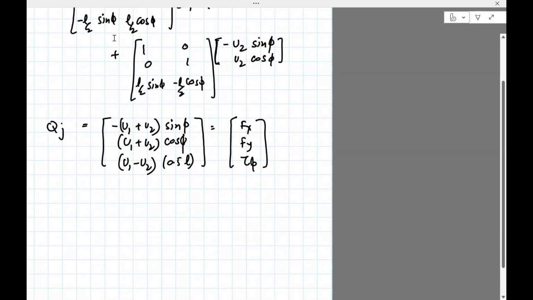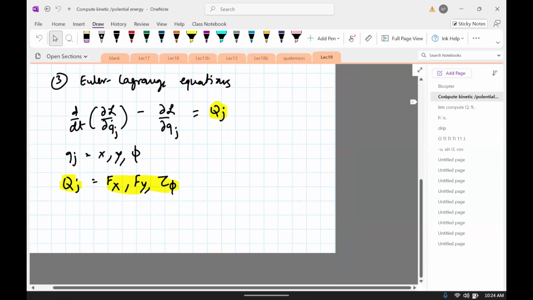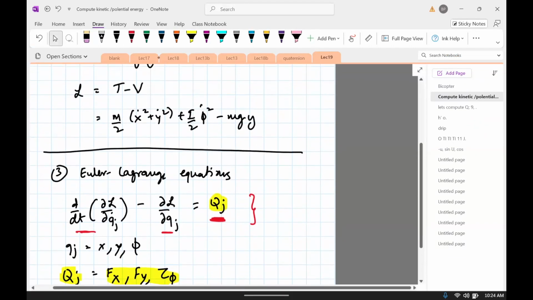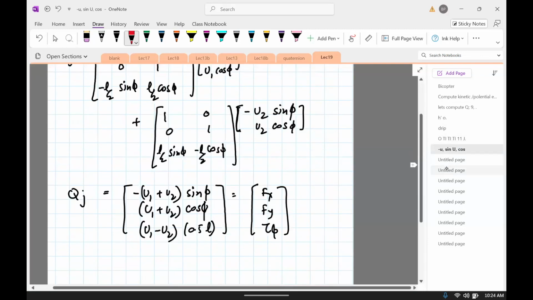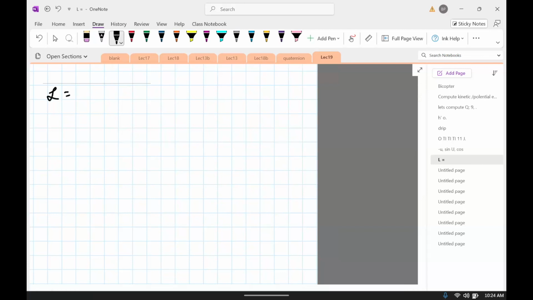Okay, now that we have got Qj, what we were doing here, after all, is trying to compute this expression. Qj was the one which was very time consuming, and we've taken some time to get that. But now it's just a matter of plugging in the values. So we already have L here. Let's just compute the equations of motion now that we have this. I'll just write L, it'll help me to get the equations.